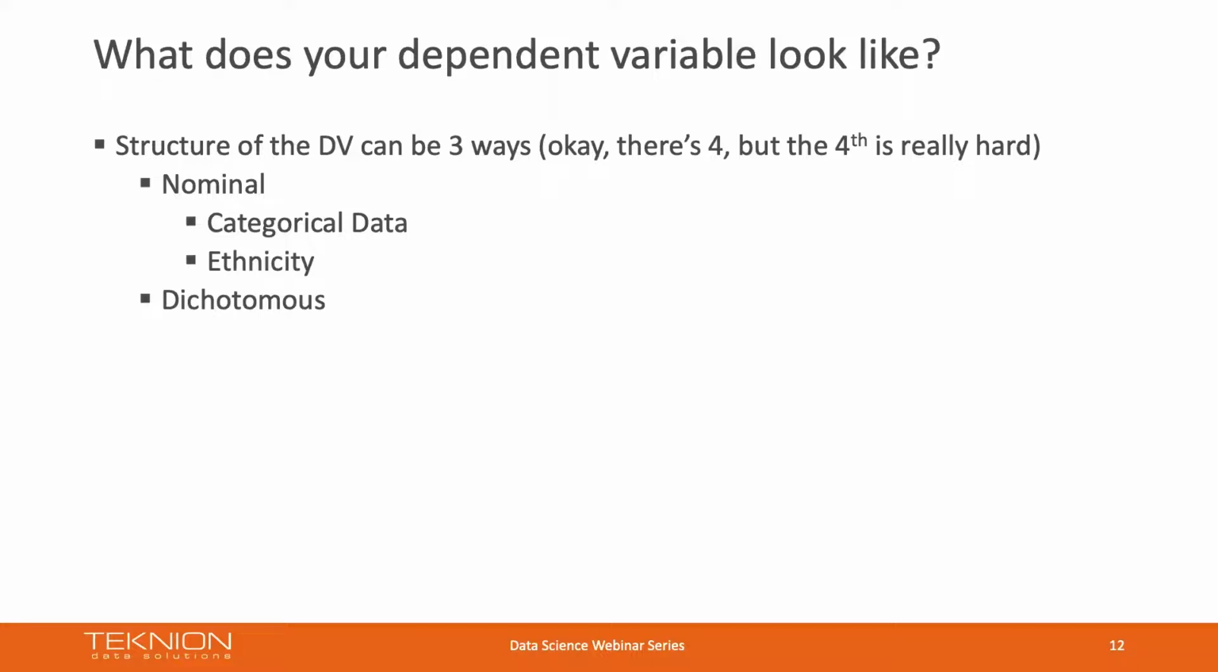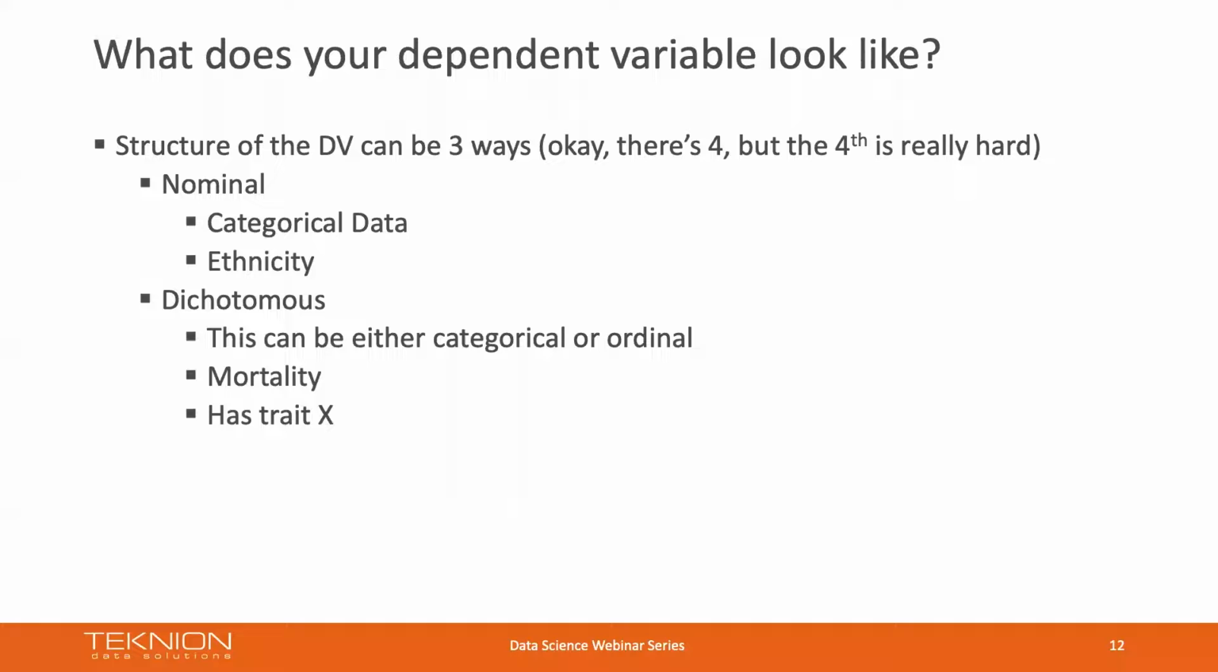Okay. It can be dichotomous data, meaning yes, no, or 1 or 0, or died or did not die, so we're looking at mortality there. Or we can look at whether it has some trait or doesn't have some trait. And then we can look at what's called interval or ratio scale.